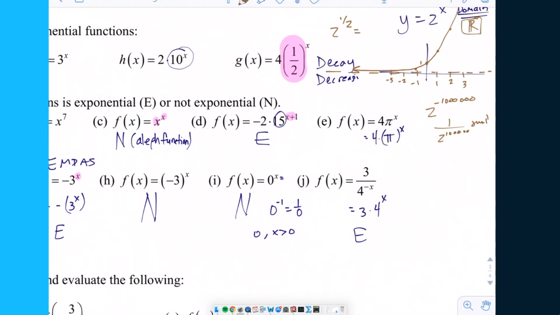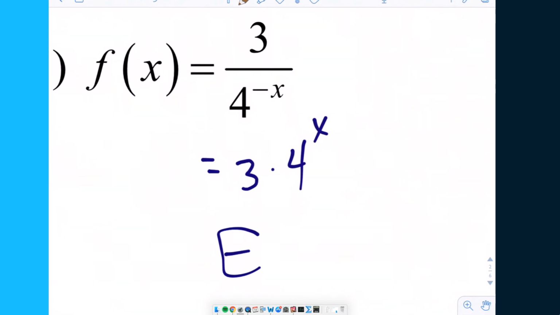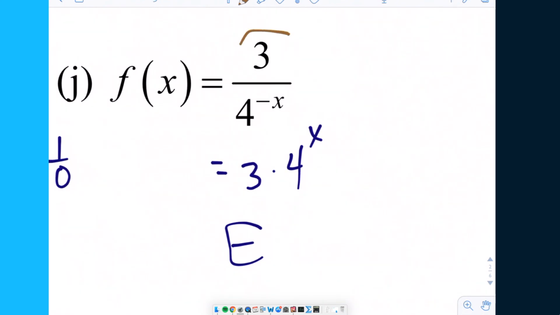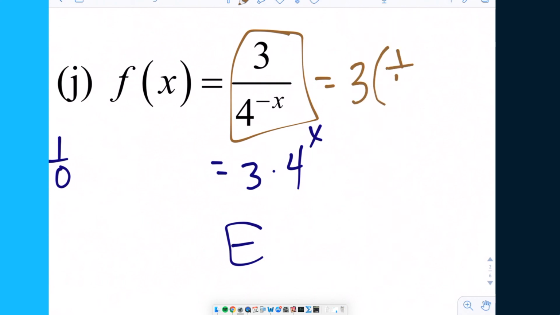That's really cool. So we know that this is going to be an exponential function if the original one has a domain of all real numbers. Now we can either write it as 3 times 4 to the x, or we can write it as 3 times 1/4 to the negative x, because 1 to the negative x is still 1. That would be a transformation of an exponential decay function.